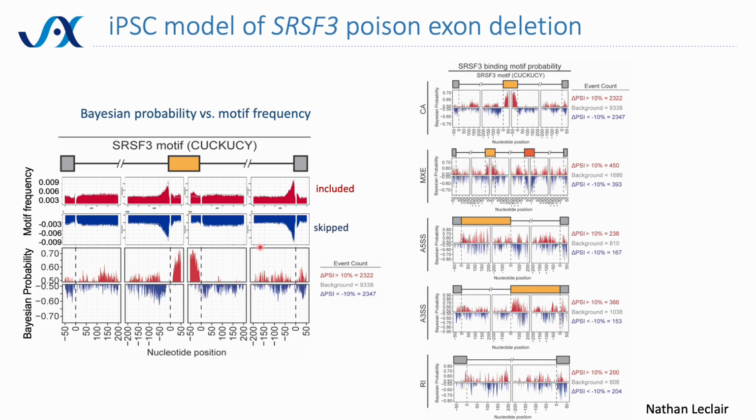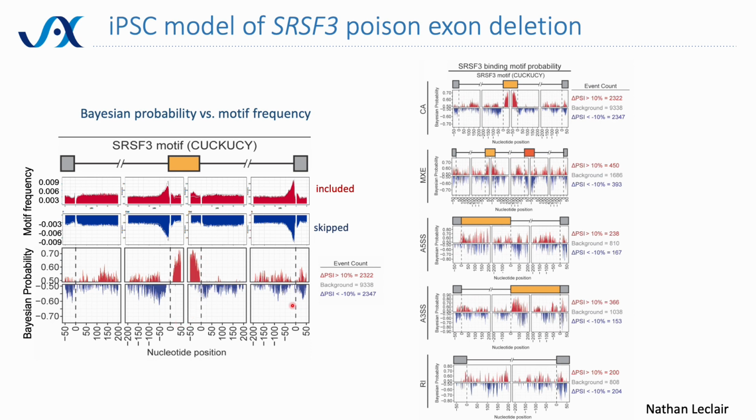You can also see that the frequency can be confusing and show a high number of events, while the number of background events is even higher. But with Bayesian probability, we can see the regions with the real significance.